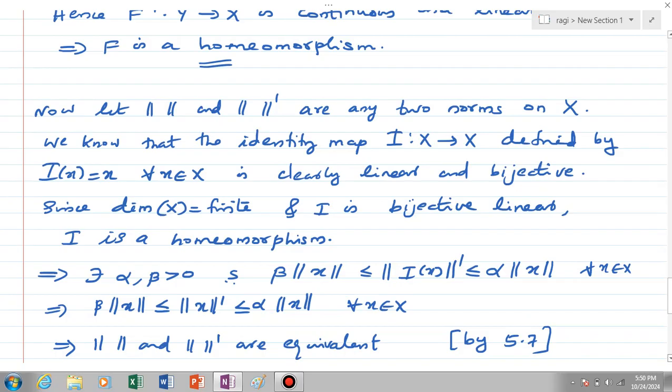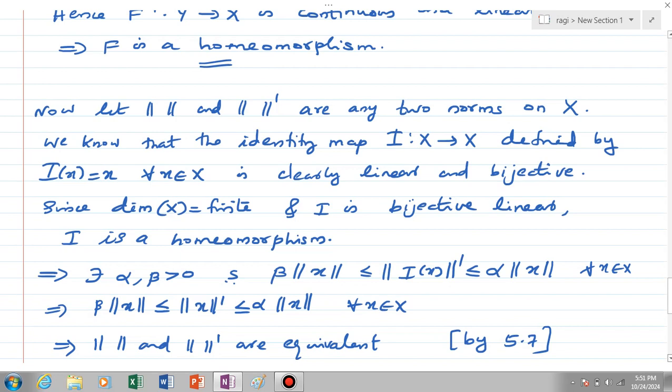And since the dimension of X is finite, and we know that capital I is clearly bijective and linear, by the above part we can say that this capital I is a homeomorphism. So by the first part of this theorem we can say that there exist positive constants alpha and beta such that beta into norm x is less than or equal to norm dash of I of x less than or equal to alpha into norm x for every x element of X.